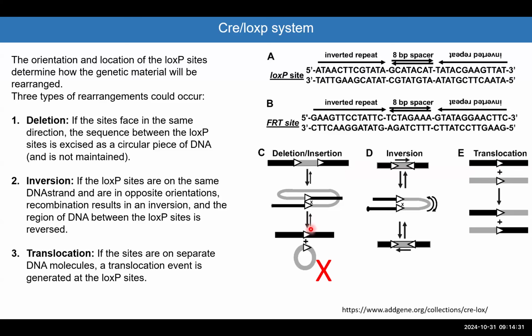This is how we use it, because we know that if we put two LOXP sites, one downstream of the other, then the process will be deletion, because we have tested this in the lab and we know it. But if the sequences were inverted, then it will be inversion, and there's no deletion. And if there's only one copy, there will be translocation.